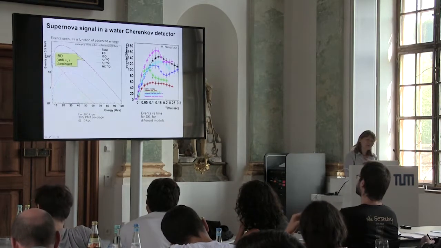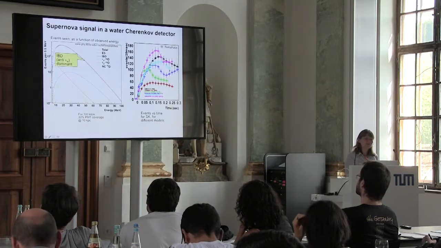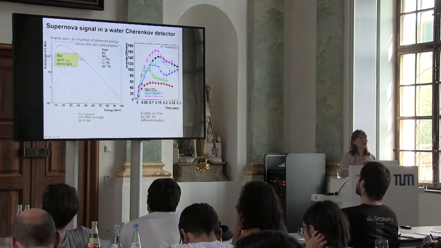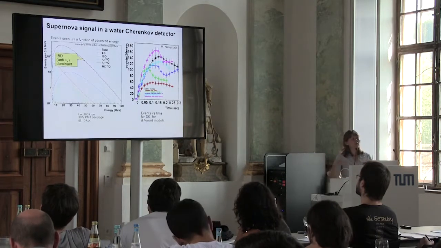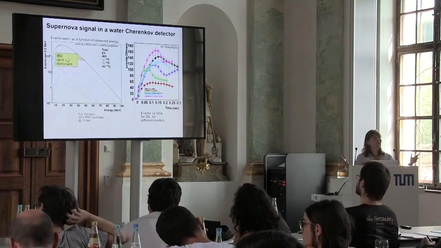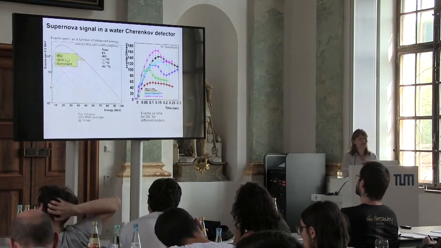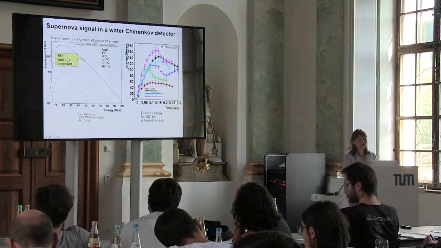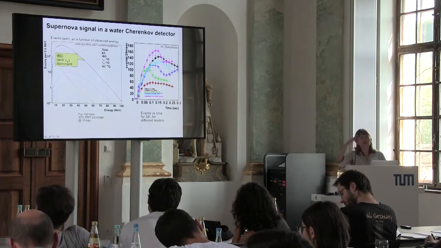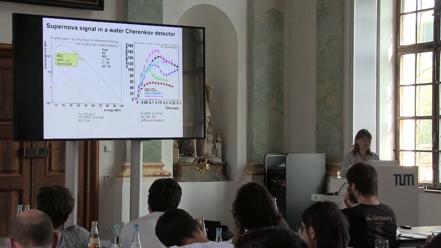And what you could do in a detector like this is map out events versus time. You could actually distinguish between models if you have huge statistics. Super K will see something like 8,000 events from a supernova at the center of the galaxy. You can really map out the structure in time with good statistics.